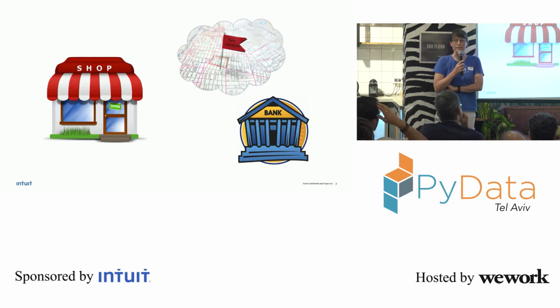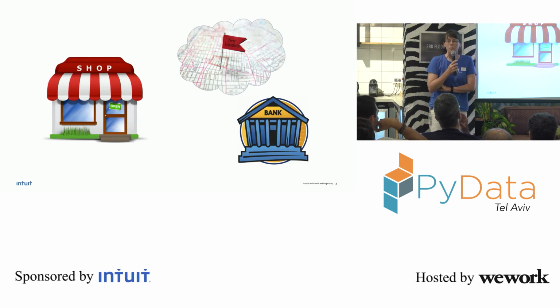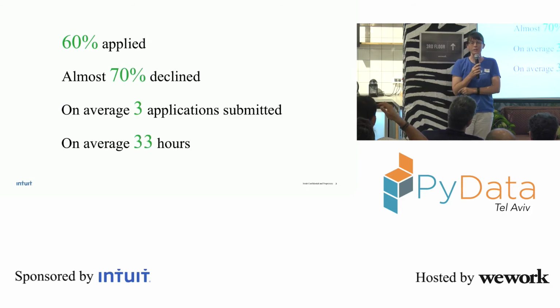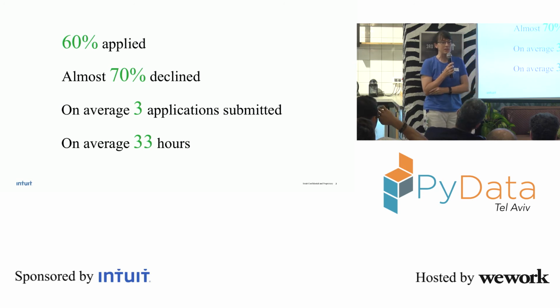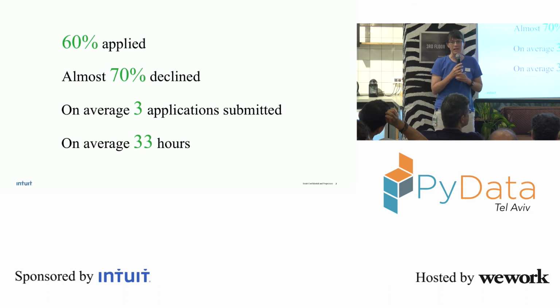If you're like most small businesses in the US at least, you would turn to your bank as the place to go to try and get some money. But unfortunately, most small businesses get turned down. We did a survey and found that in a 2-year period, 60% of our small business customers had applied for a loan, and 70% of them were turned down. On average, they submitted 3 applications to 3 different banks and spent about 33 hours filling in those applications, following up with questions and documents. So this is a big problem for our small businesses.